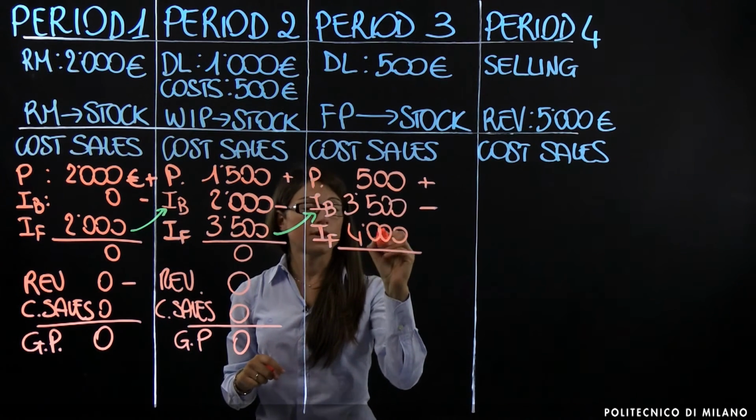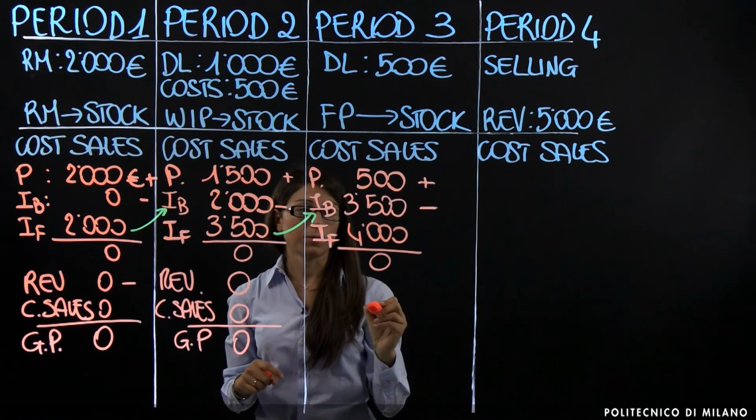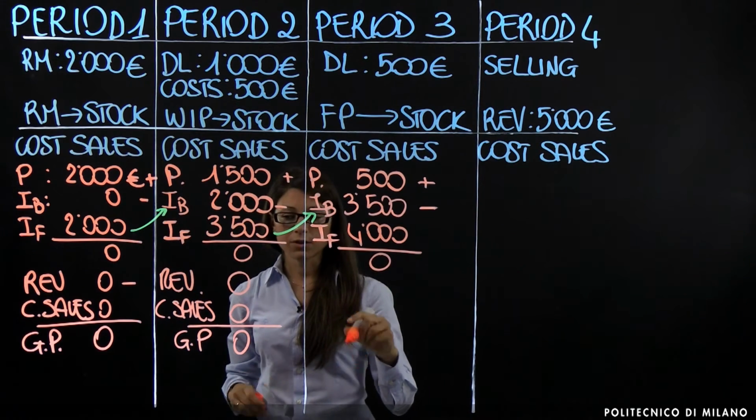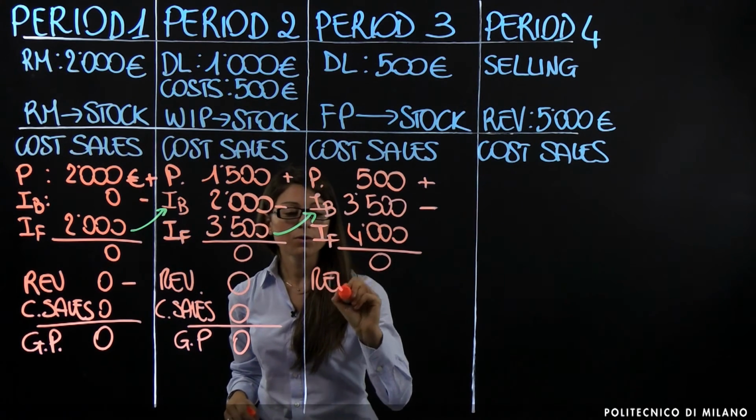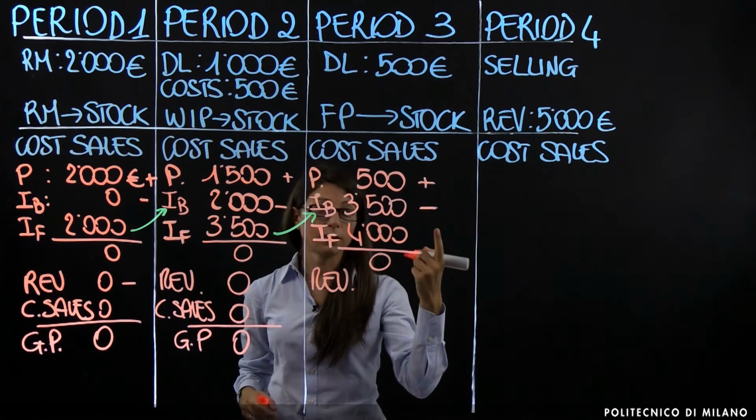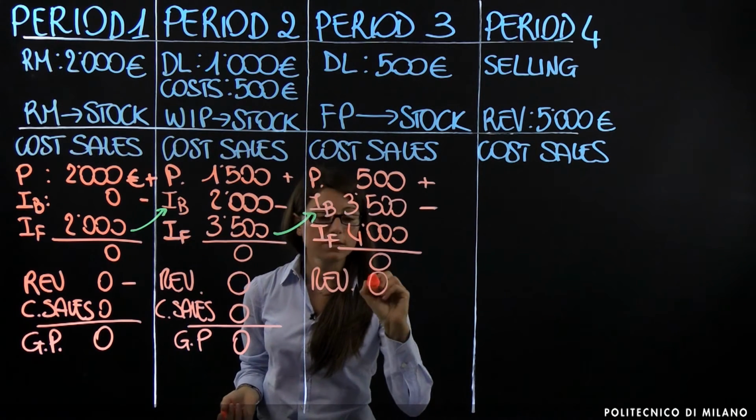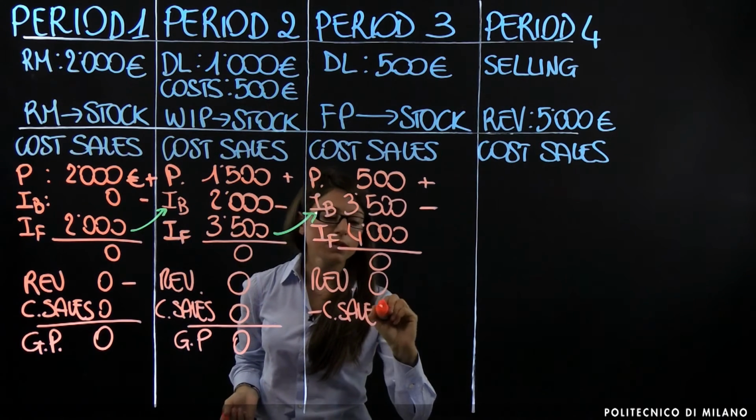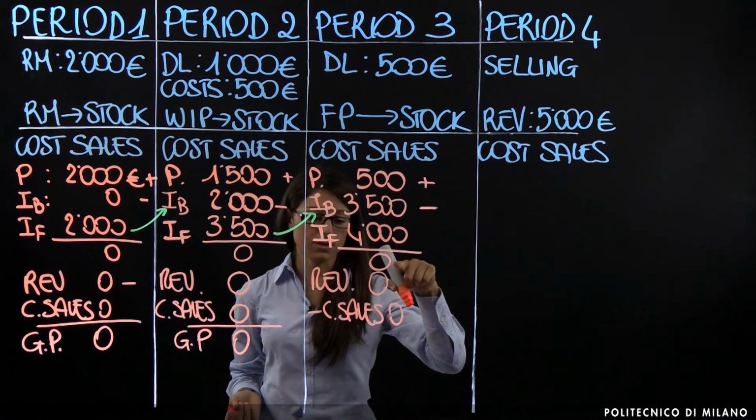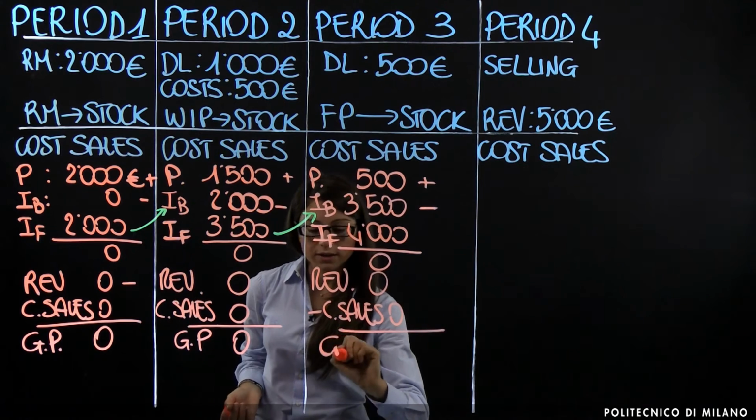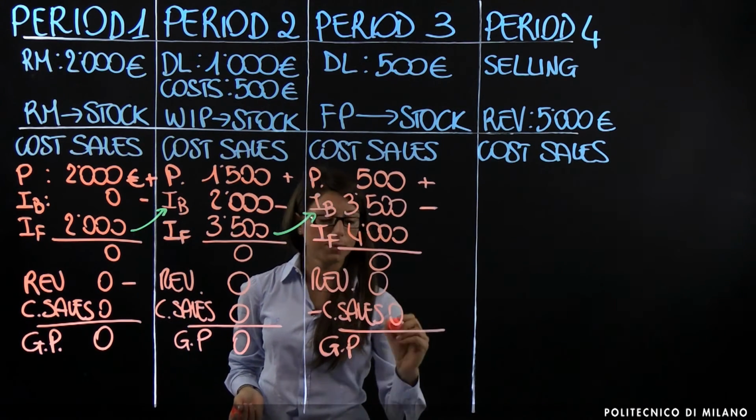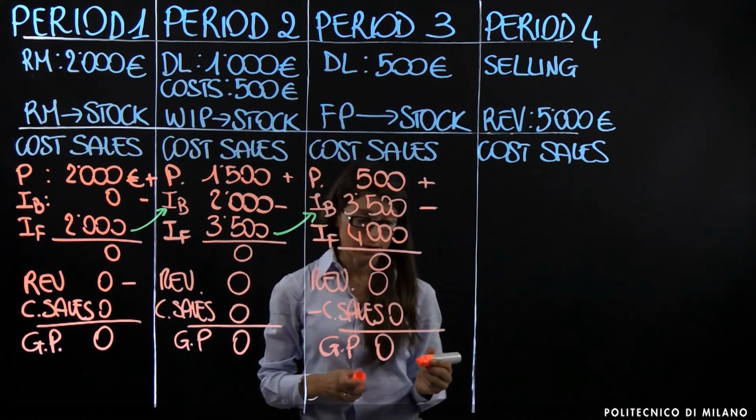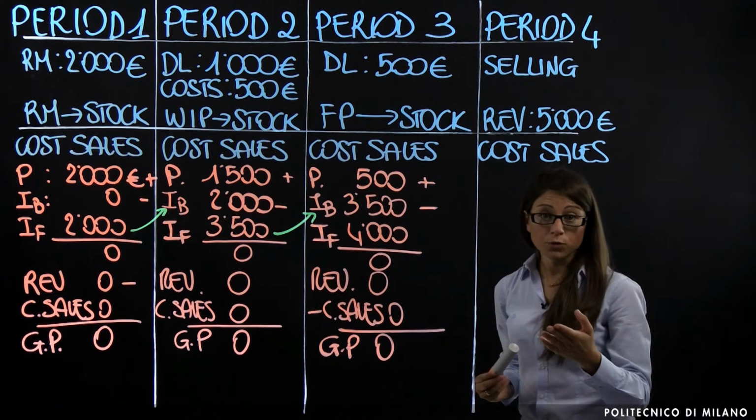If we look at the cost of sales of period 3, that's 0 again. Now let's calculate the gross profit. Revenue of the period, given that we do not have any selling activity, is 0, minus cost of sales. What's the cost of sales? Again, 0, so if we calculate the gross profit of the company at the end of period 3, this is 0 again. Now let's move to period 4.